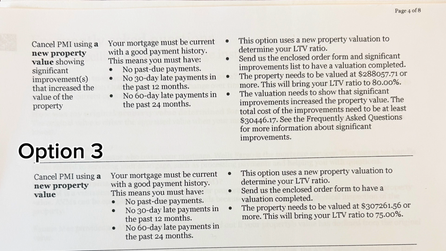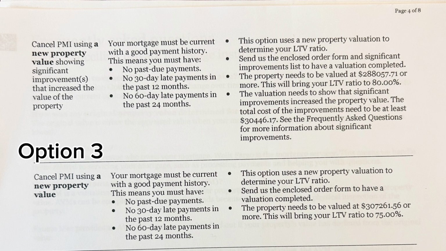The third option is to cancel PMI using a new property value. The con to this is that you do have to pay for an appraisal, and then you have to hope that it comes back higher than the amount needed to remove PMI. In this case, it's 25% equity needed, where the first 2 options are only 20%. In my case, I needed an appraisal to come back over $307,000 for PMI to be removed.